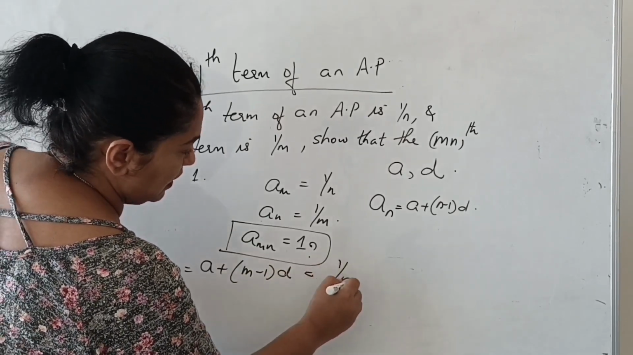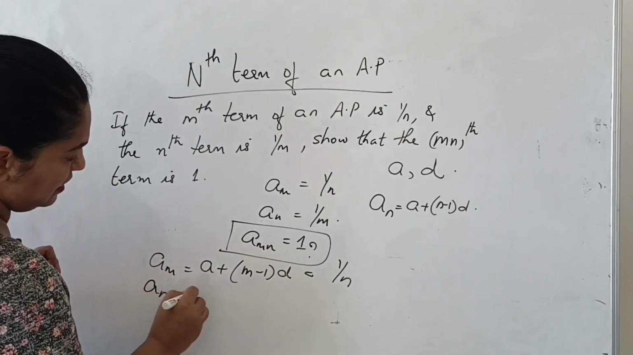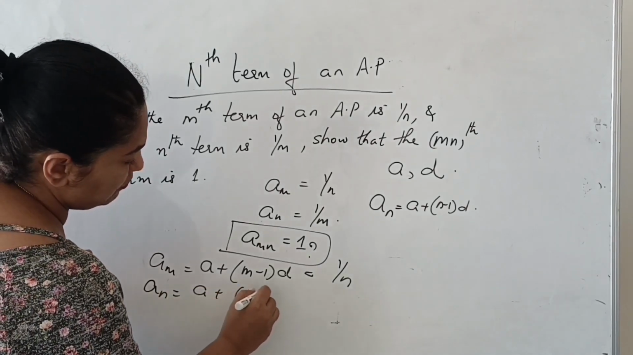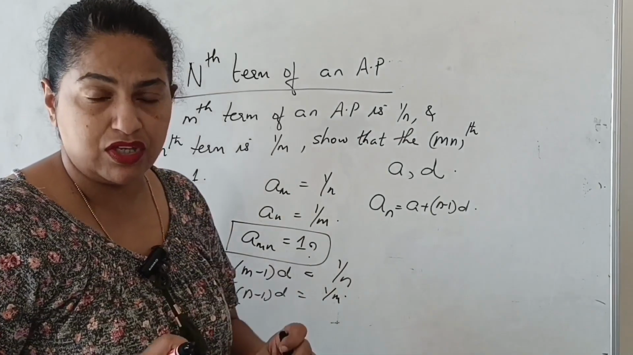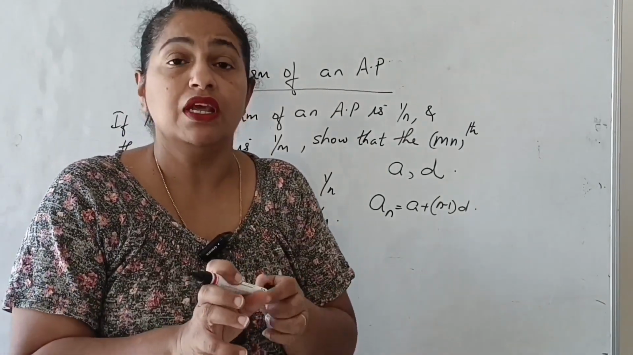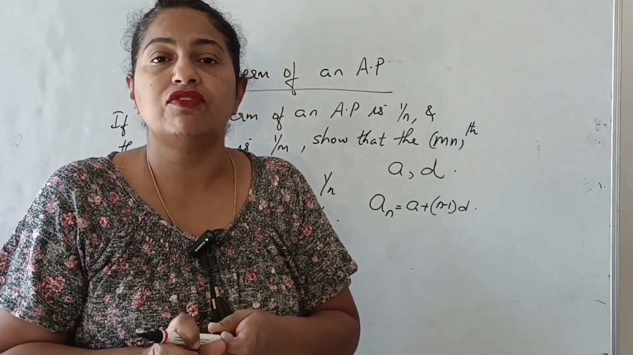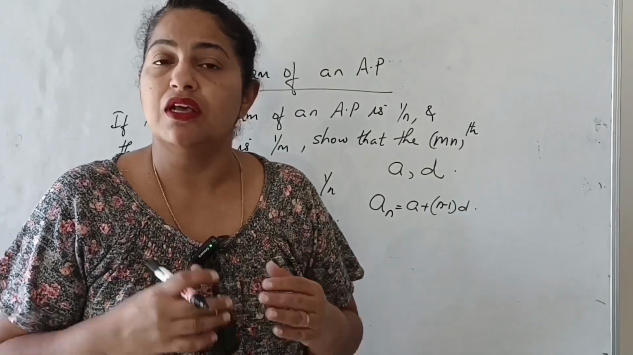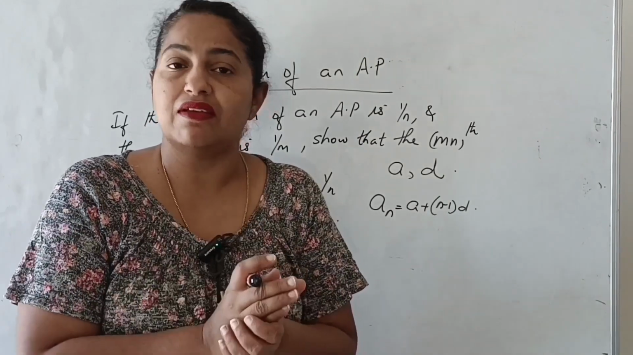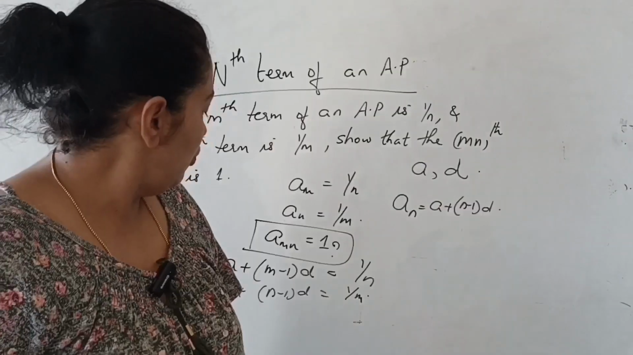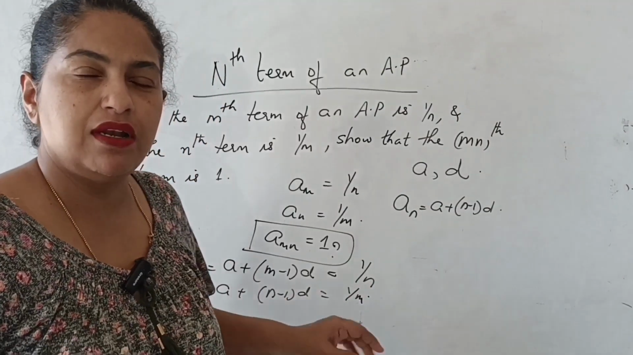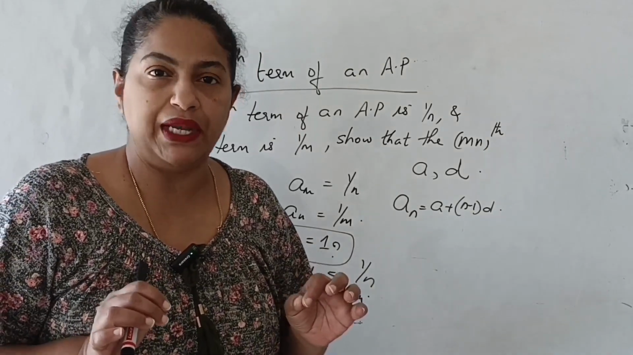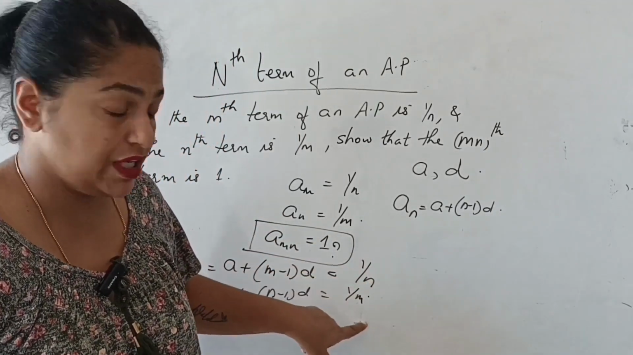That is given to be 1 by n. Similarly, an is a plus n minus 1 into d, which is given by 1 by m. We need to find the mth term. So with this information, to find that, we have to use some sort of manipulation. Let us see what we can use over here. This is our first equation and this is our second equation. Let us see whether we can cross multiply because we have a fraction over here.